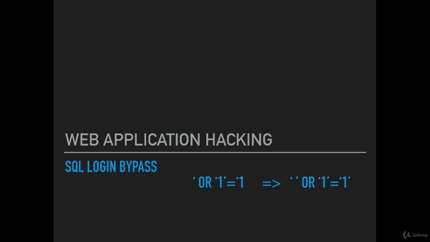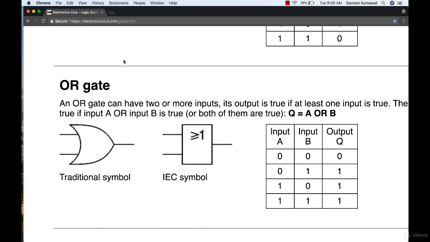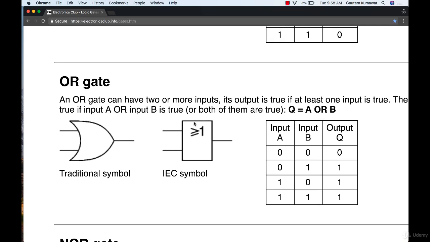As per the OR gate, if any one of the statements is true, the output will always be true. So let's have a look at an OR gate. In this example you can see the OR gate, and if you give both inputs as false, your output will be false. But if any one of the inputs is true, your output is going to be true.